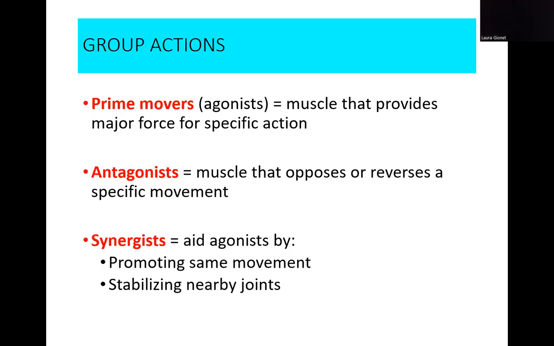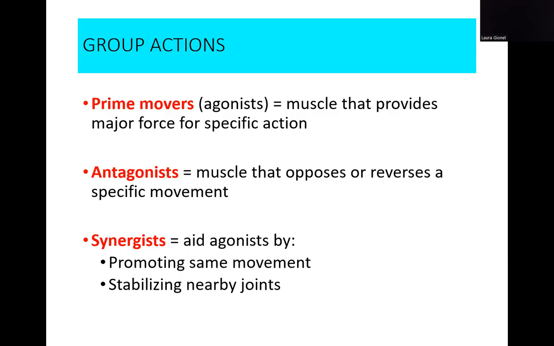Okay, we have prime movers, antagonists, and synergists. So prime movers are the muscles that provide the major force for a specific action. Antagonists are muscles that oppose or reverse a specific movement. And synergists aid the prime mover or agonist by promoting the same movement or stabilizing near joints. And so I think a good example of that is doing a biceps curl, for the biceps brachii muscle.